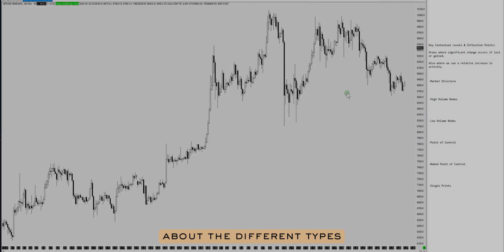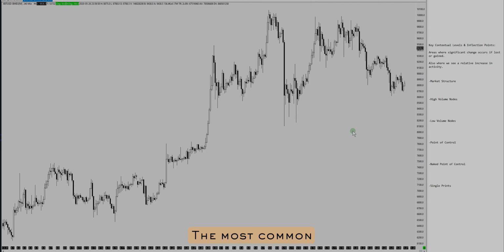All right, so let's talk about the different types of, as I've referred to, key contextual levels or inflection points. These are levels within market structure, within our market profiles, where if we've either lost them or gained them, it represents that significant change has occurred or is occurring. These are also areas where we see a substantial increase in trading activity, and this is likely going to be indicated by a substantial increase in participation and presence. There are a few that we're going to go over.